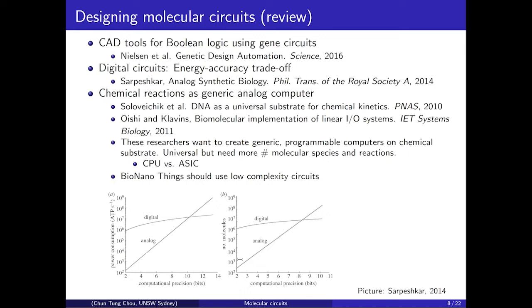But the important thing that I want to point out to you is that if the precision that you need is small, then analog circuits are a lot more efficient than a digital one. Now, in computer science, there's quite a lot of work on using chemical reactions as a generic analog computer. In this case, there are actually some very generic results.